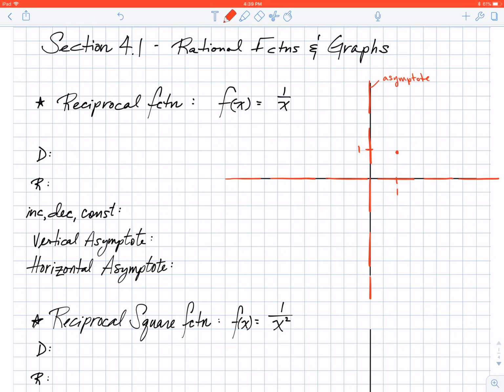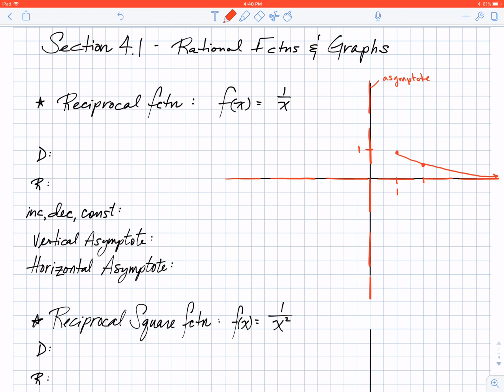I'm not going to take the time to get the rest of the coordinates, but you could plug in a 2. If I plug in a 2, 1 divided by 2 is 1/2. 1 divided by 3 is 1/3 and 1/4 and 1/5 and 1/6. And you can kind of tell that I'm going to get closer and closer to that asymptote. I'm never actually going to reach it though.